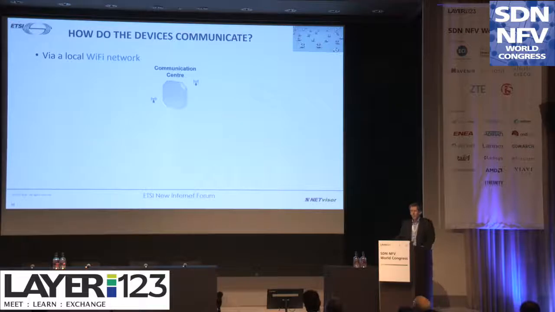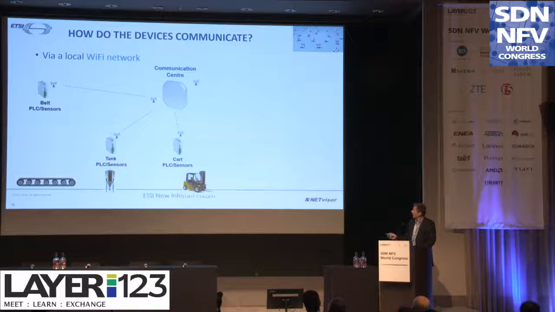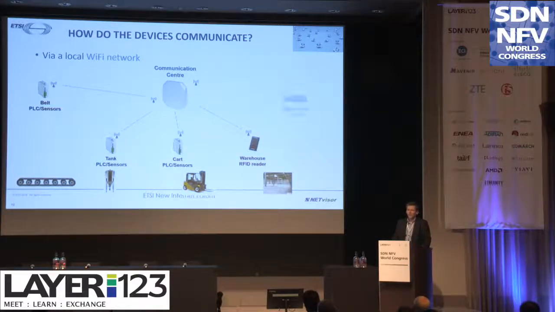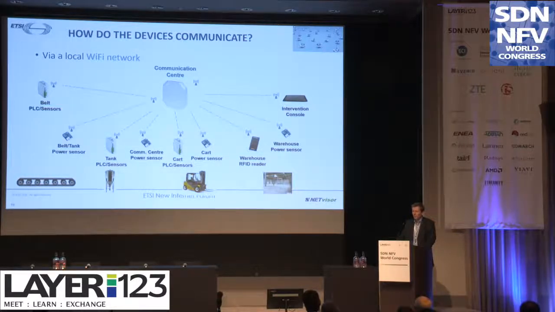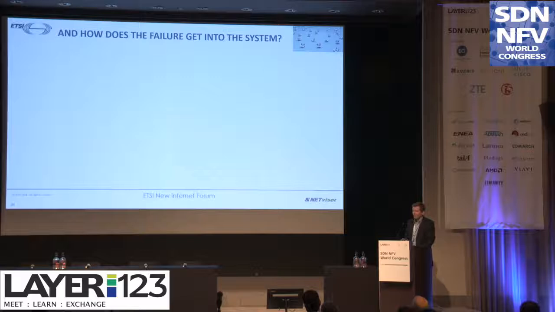Okay. So how do the devices communicate? Basically via a local Wi-Fi network, whose core component is this communication center. And all the other components and the sensors are connected to this core component, forming a star-like network topology. So it's a flat network, a pretty simple flat network.